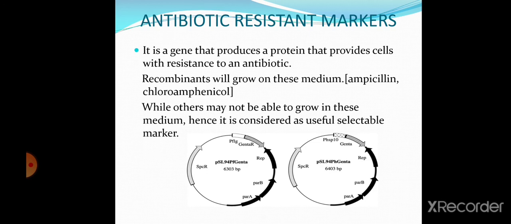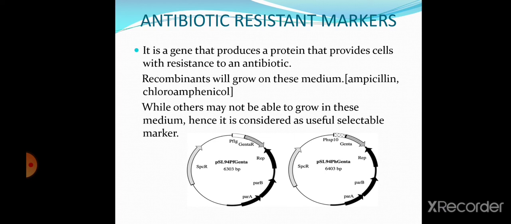Antibiotic resistant markers. An antibiotic resistant marker is a gene that produces a protein that prevents the cell from being affected by an antibiotic. Resistance means it will withstand. So, an antibiotic resistant marker is a gene which produces a protein that helps cells withstand an antibiotic.